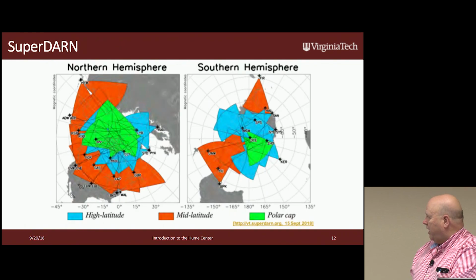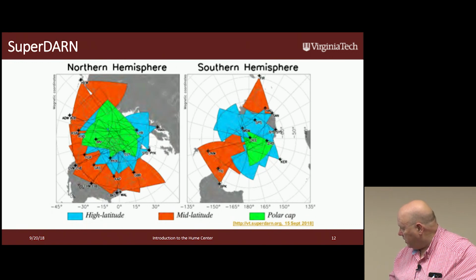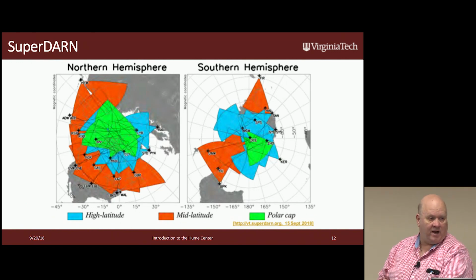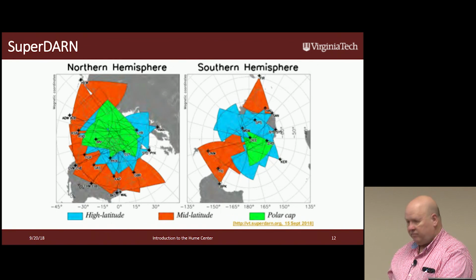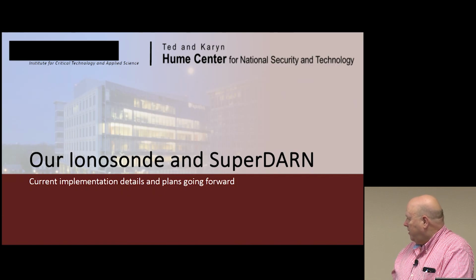Okay, the SuperDARN network in the northern hemisphere sits along this ring of latitudes, points north, and sends these pulses out, looking for auroral region returns from the ionosphere. It maps velocities, Doppler spread, and so forth. And this is the southern hemisphere. It's sparser because there's not much land except for Antarctica in the southern hemisphere. Okay, all right, our ionosonde and SuperDARN.